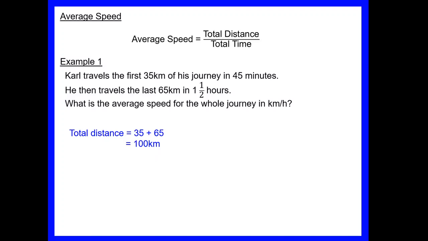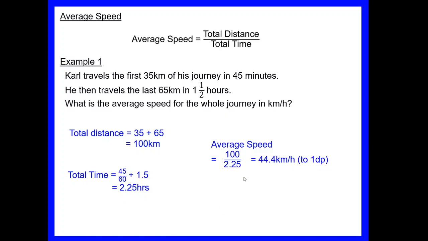Whenever you're doing these longer problems, make sure you set out the work nice and clearly so you can see which answers you've got from where. We now need to find the total time. So the 45 minutes we need to change into hours: 45 divided by 60, plus his 1.5 hours. That gives us a total of 2.25 hours. Now we can find the average speed: the total distance divided by the total time. His average speed is 44.4 kilometres per hour to 1 decimal place.